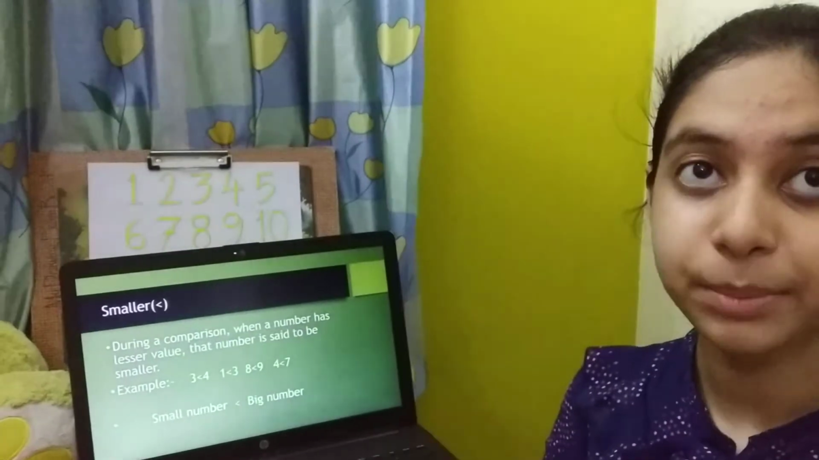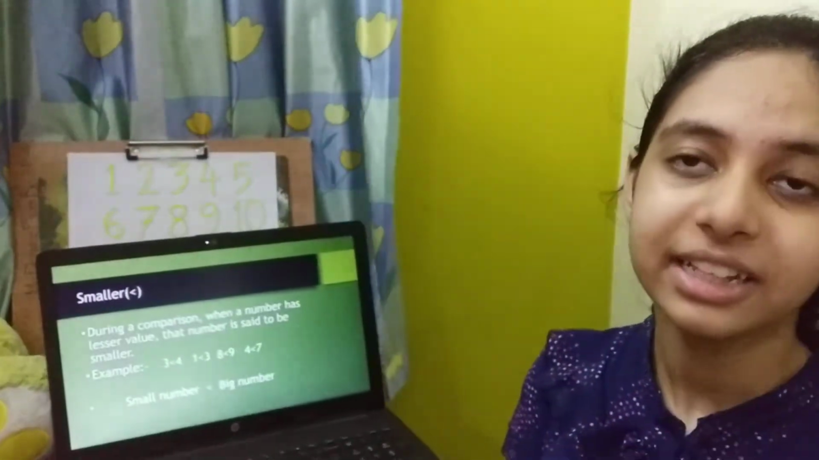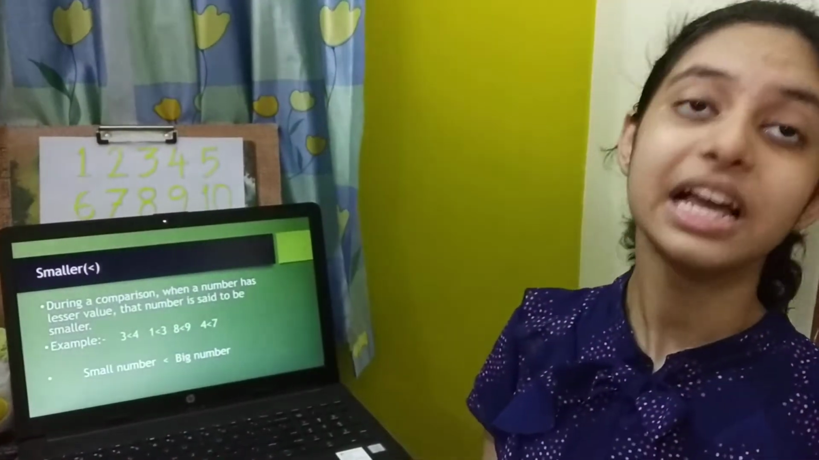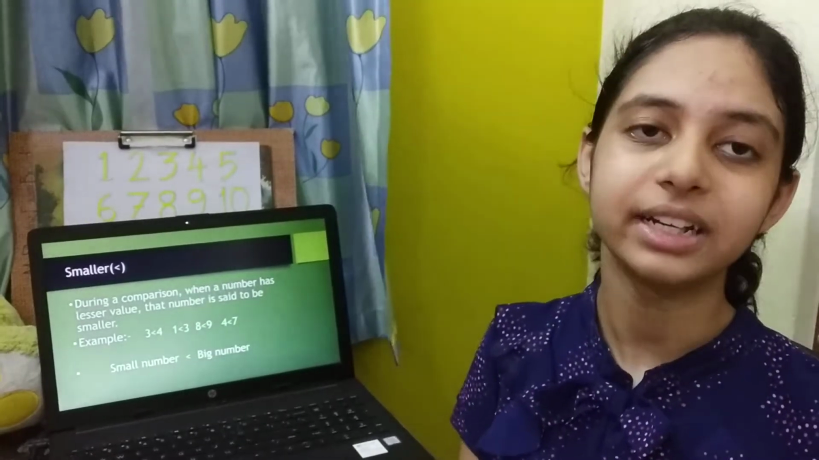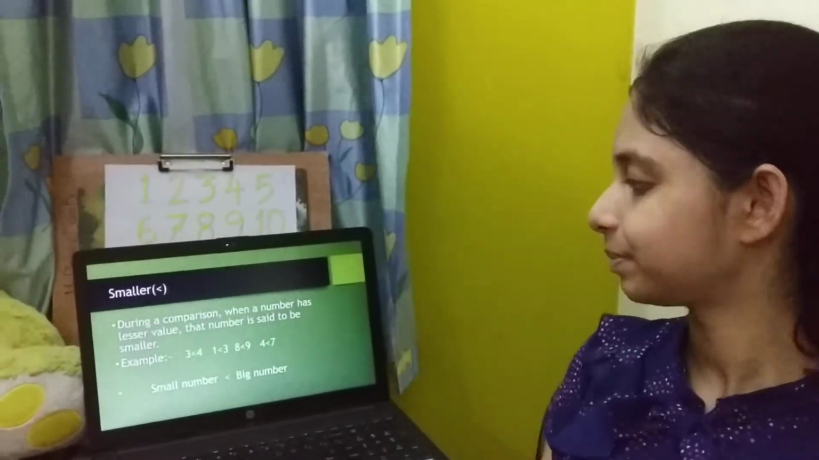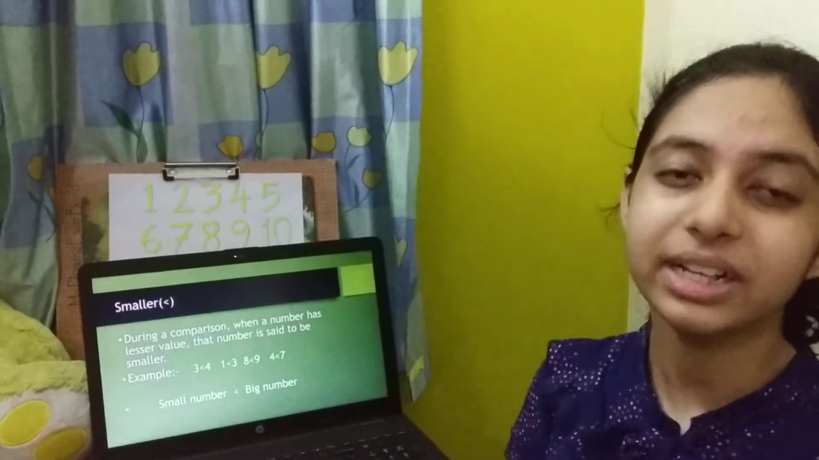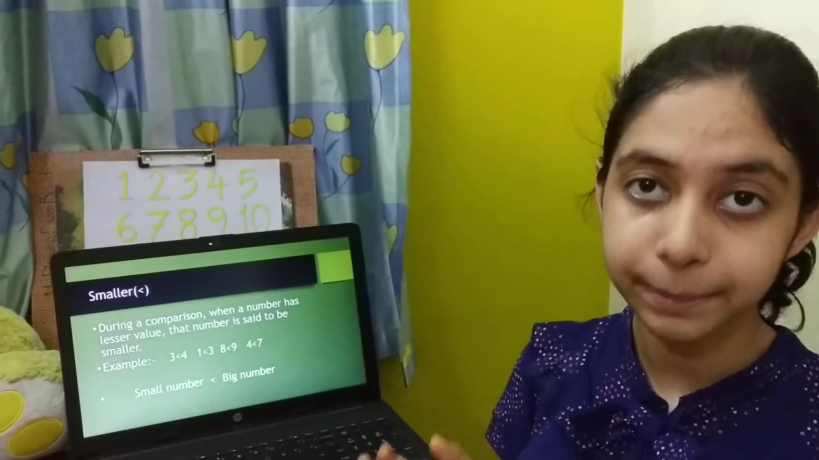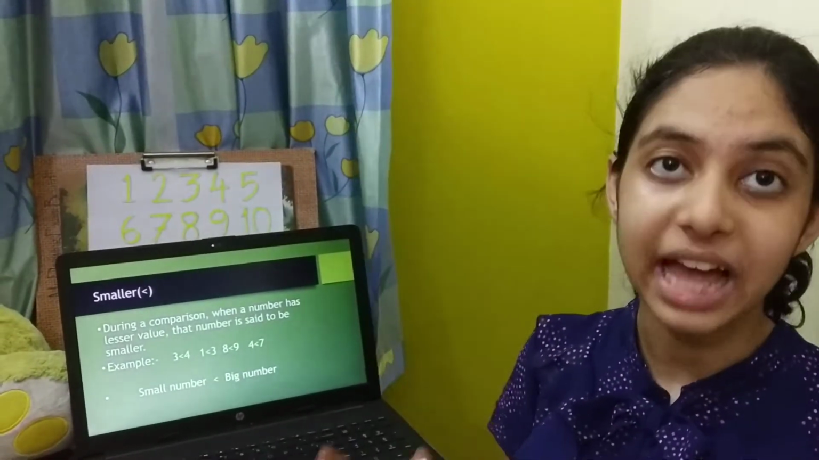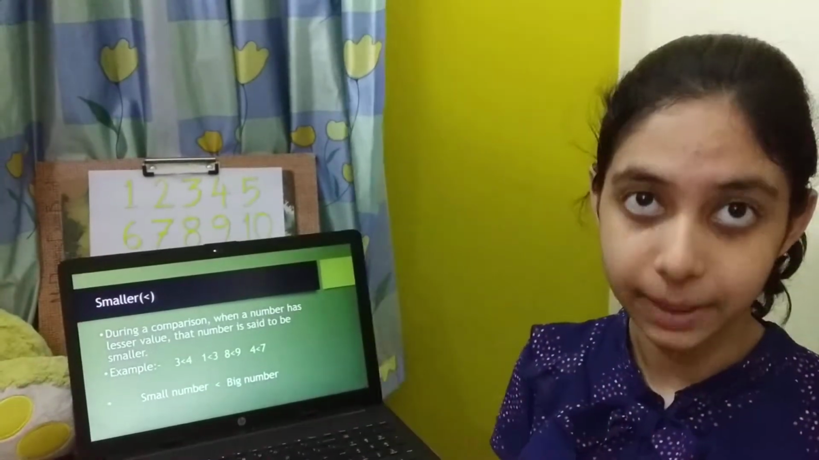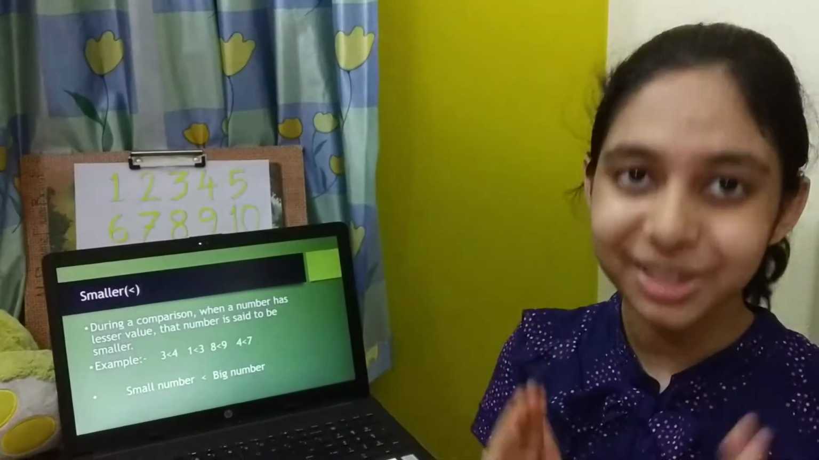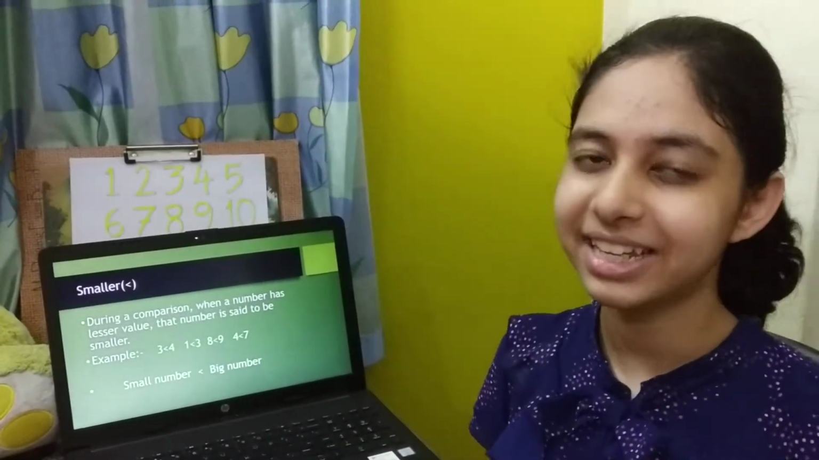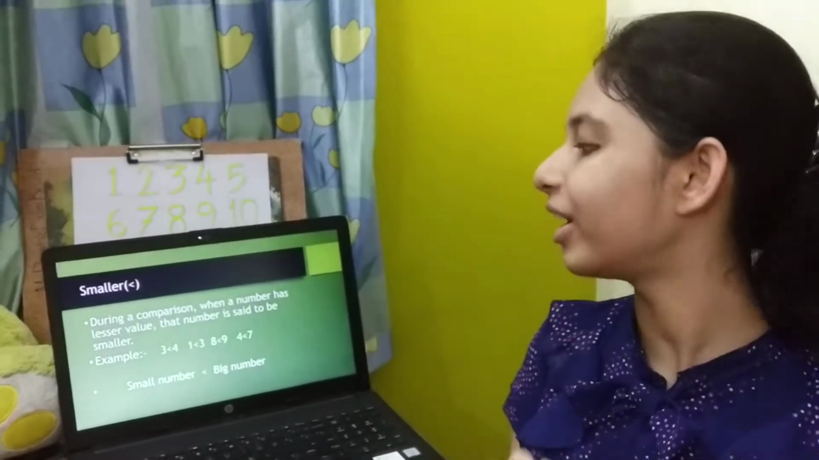And what is smaller? When we find that a number is small, we tell that it is a smaller number. So when during a comparison we find that a number is very small than its other numbers in the set, we say that that particular number is smaller. So we can say that small numbers are smaller.